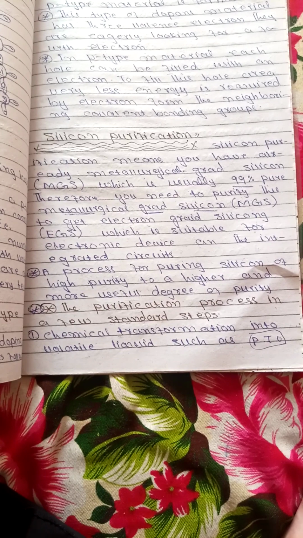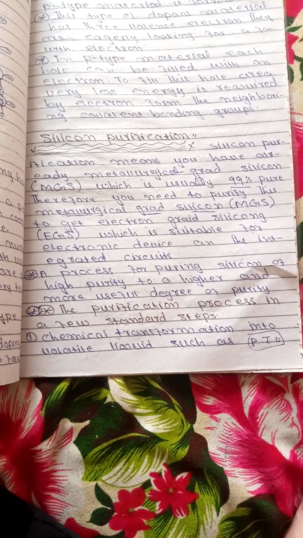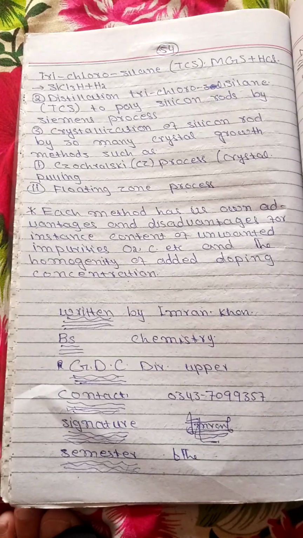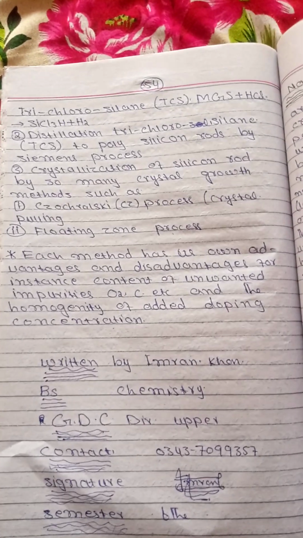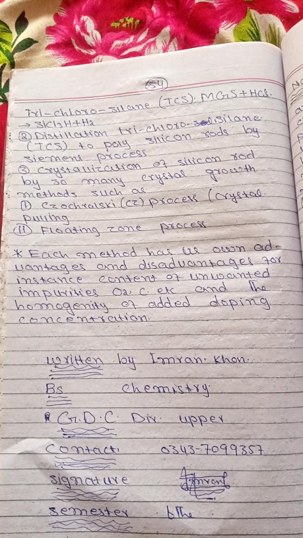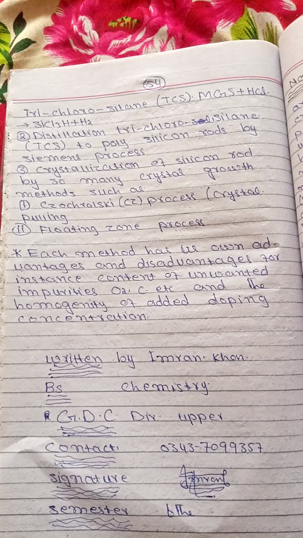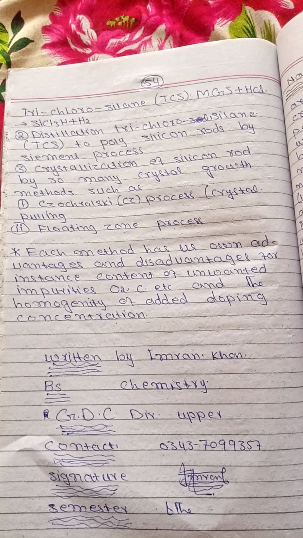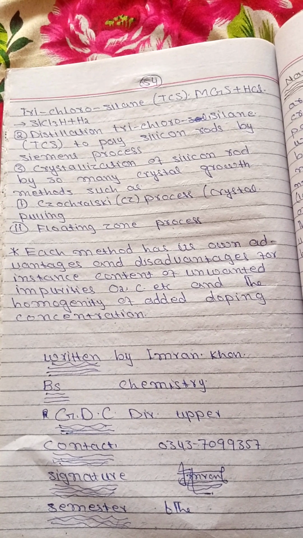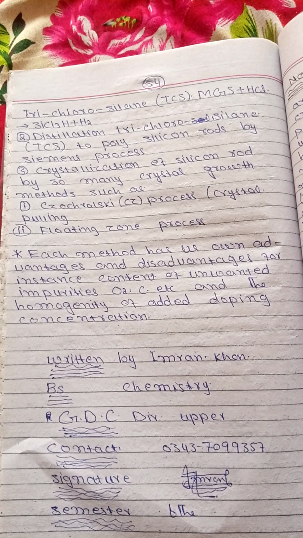The chemical transformation into a volatile liquid such as trichlorosilane: MG-Si plus HCl gives HSiCl3 plus H2. Distillation of trichlorosilane. The polysilicon rod by the Siemens process.